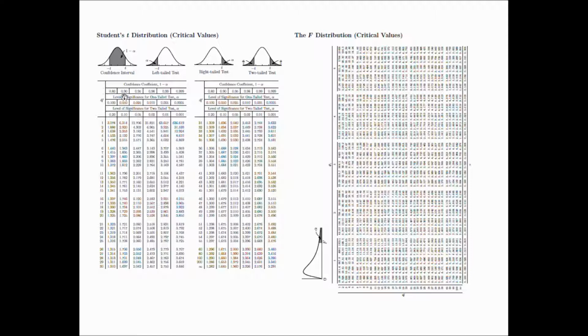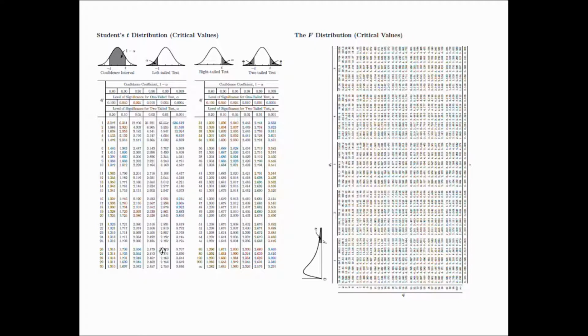You'll notice there are 3 headings: confidence coefficient, level of significance for a one-tailed test, and level of significance for a two-tailed test. So we are looking at a two-tailed test. Remember, our alternate hypothesis was not equal to. We're testing in two directions. We were at the alpha equals 0.01 level of significance.